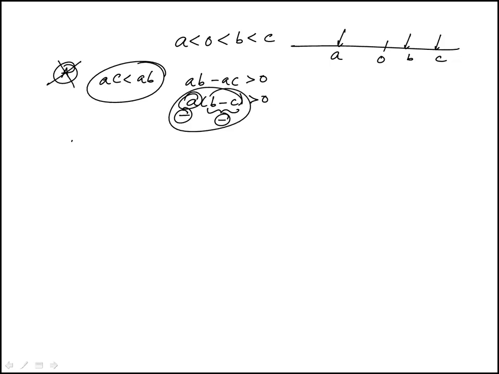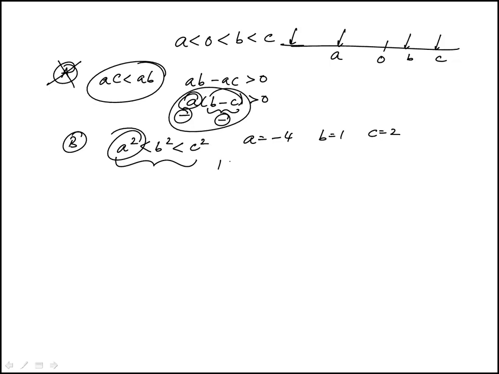So a is out. If I look at b, a squared less than b squared less than c squared. So here the key thing is that if a is far enough, meaning it's a negative number, but it has a large magnitude, then if I square it, it may not be less than b squared and c squared. So for example, if a is minus 4, b is 1, and c is 2, this would be 16, which is not less than 1 squared, less than 2 squared. So the answer is B.